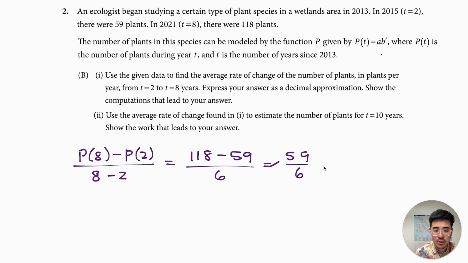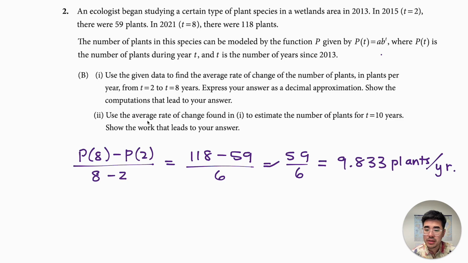Express your answer as a decimal approximation. So then this is going to equal 9.833. And then just making sure that you always keep track of units. So the P units would be plants, and then the T units would be years, plants per year.